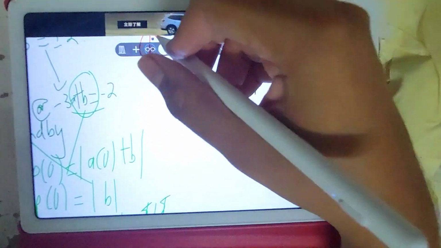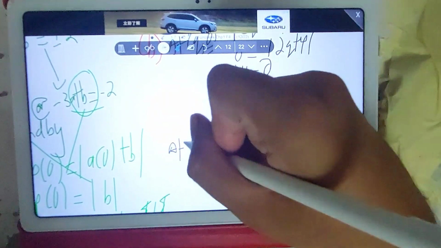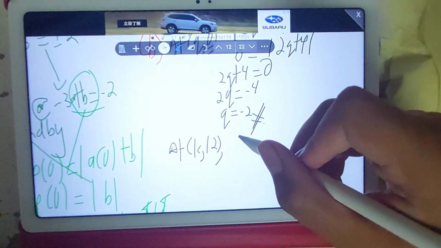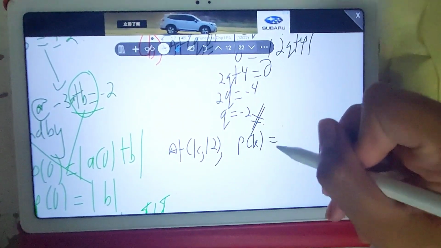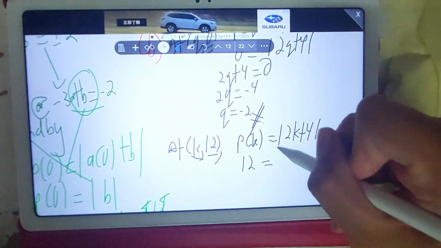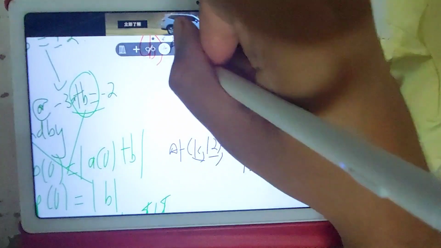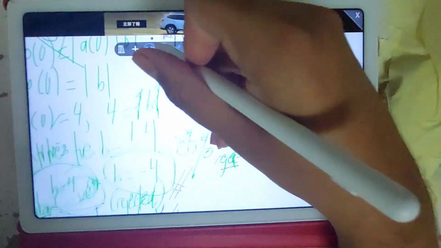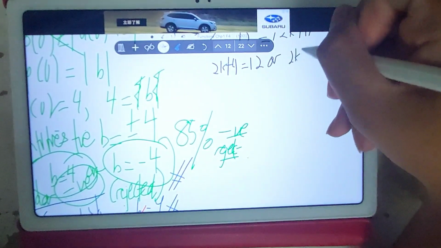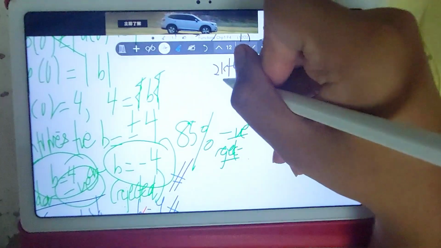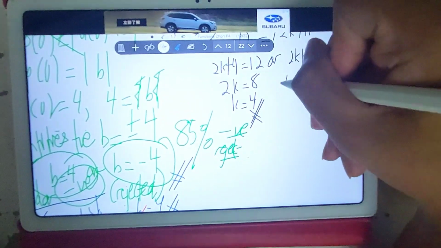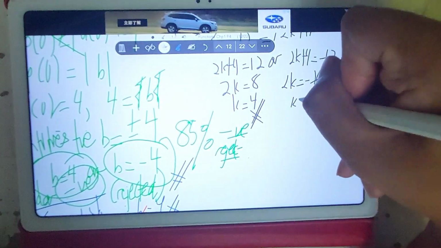So now how to find K? Again, use back the coordinate at K, 12. So you will get P(K) is modulus 2K plus 4, and you know K with respect to 12. And now you're going to expect two values again because 12 you can have positive and negative. 2K plus 4 is 12, or 2K plus 4 is negative 12. So how to find your K here? One K you will get is 4. Another K you get as negative 8.